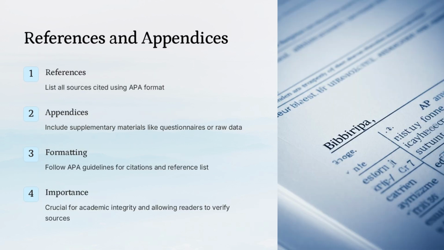References are a crucial part of any academic paper, as they allow readers to verify the sources you've used and build on your work. When listing references, be sure to follow APA format exactly. This includes the order of elements, punctuation, and formatting.